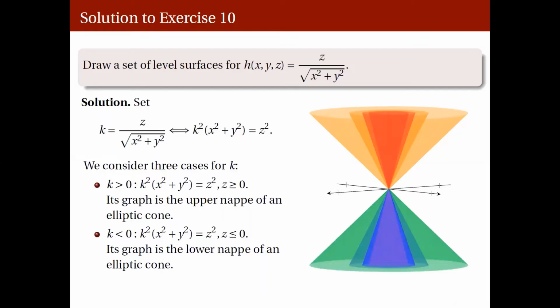And finally, binanggit natin, meron pang k equals 0. No? If we set k to be 0 there, sa equation dito sa taas, then we have z equals 0. So, the level surface for h of k equals 0 is going to be the xy plane. Okay? And this collection of cones together with the plane forms your set of level surfaces for h of xyz. Okay?